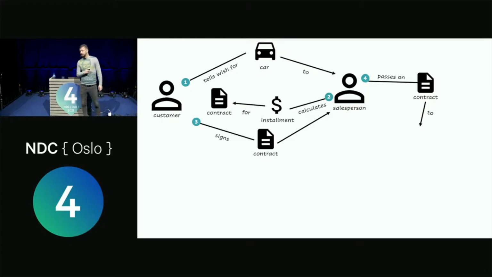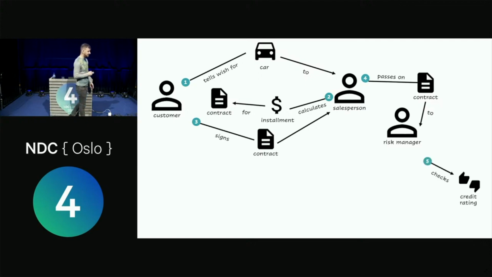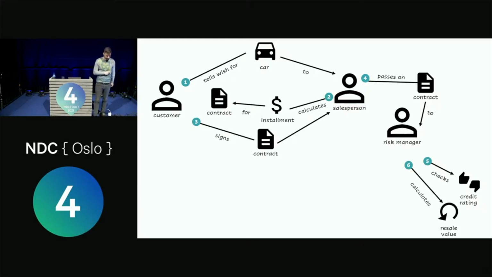And then the salesperson will pass on that contract to a risk manager. A risk manager, what's that? A risk manager then will check the risk. And that is, they will check the credit rating of the customer. Is it good or is it bad? And it will calculate the resale value of the car. That's the risk of the car, while the credit rating is the risk of the customer. And if both the credit rating is good and the resale value is high, then they will vote the contract.